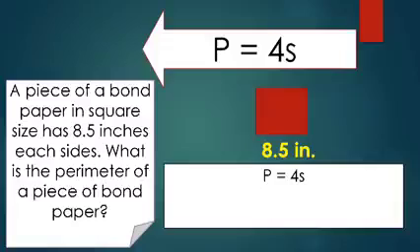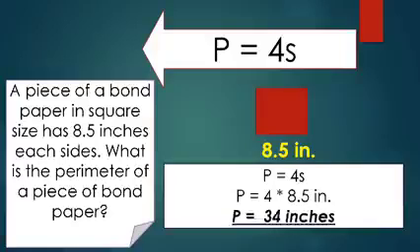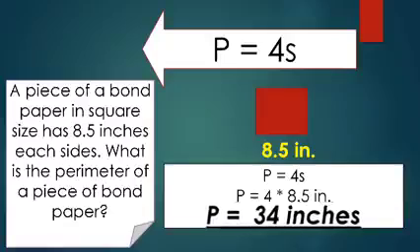By substitution, yung S na to, papalitan natin ng 8.5. That becomes 4 times 8.5 inches. Then multiply. 4 times 8.5 is equal to 34 inches. Therefore, the perimeter of a piece of bond paper is equal to 34 inches.